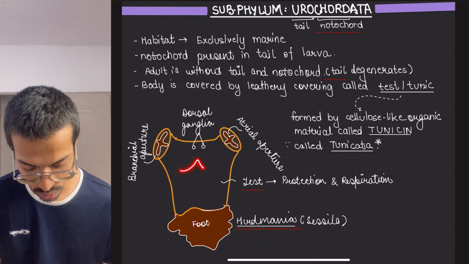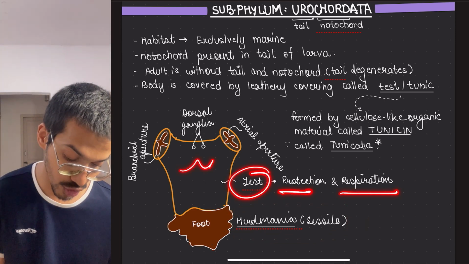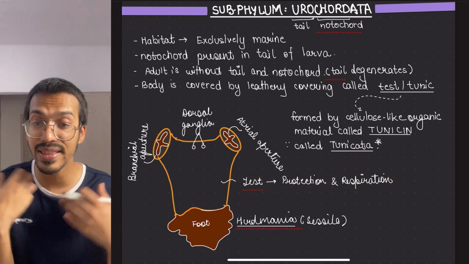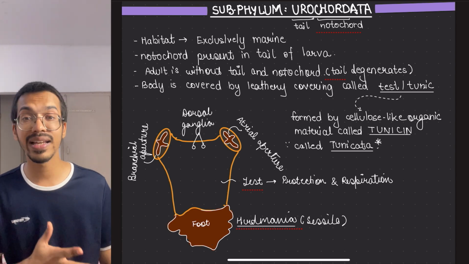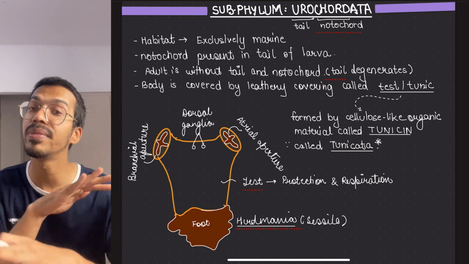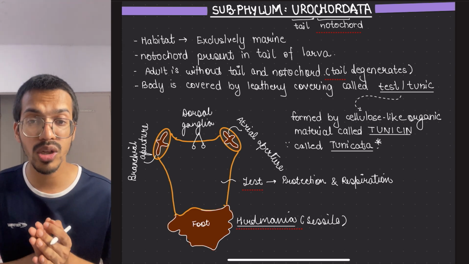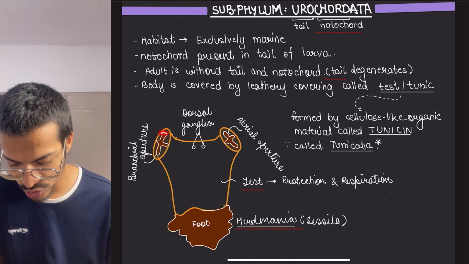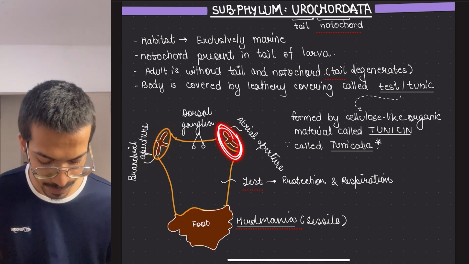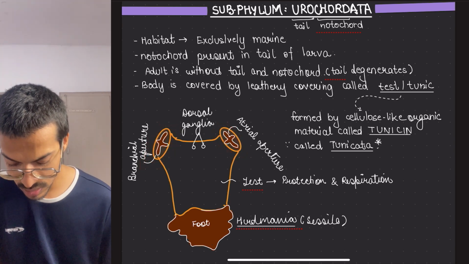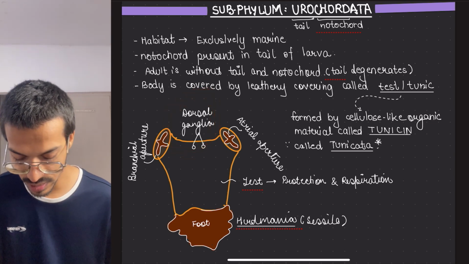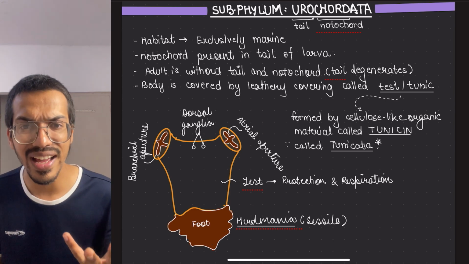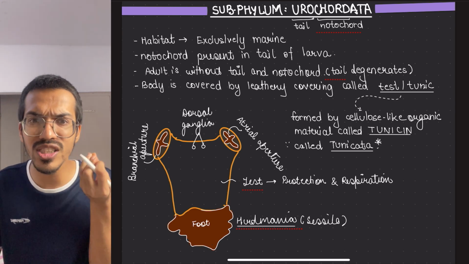It has this tunic, which is called the test, for protection and respiration. This is very important. What is the function of tunic or test? Protection. Of course, leather will do protection. We get leather from animals like crocodile, meaning their body is highly protected because of it. So they will also be protected. This is the adult form. It has the branchial aperture and atrial aperture for respiration. The dorsal ganglion represents the nervous system. Now you will ask, sir, ganglia? Ganglia is a tuft of neurons present together.